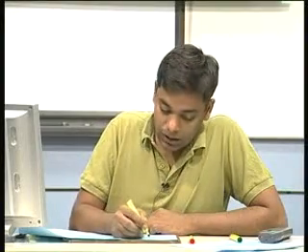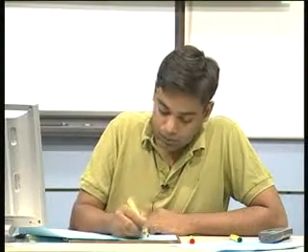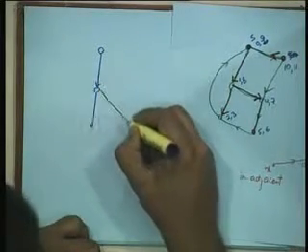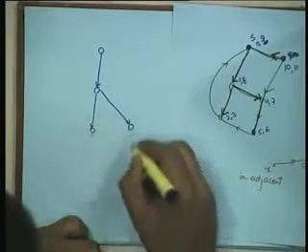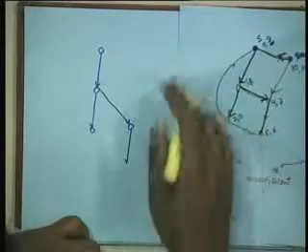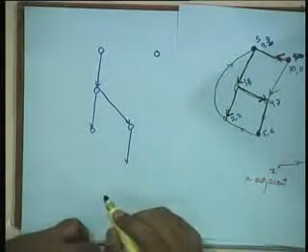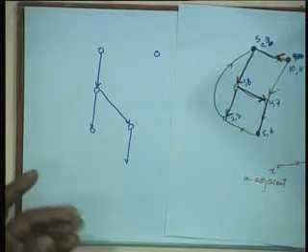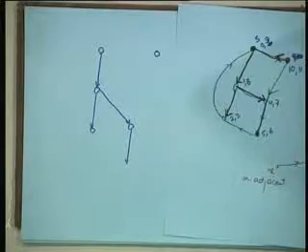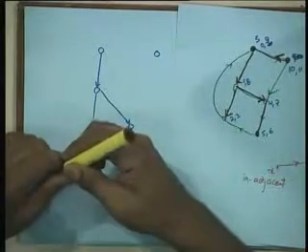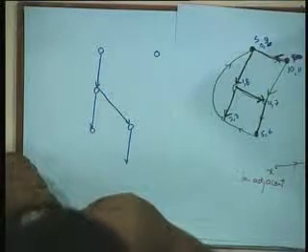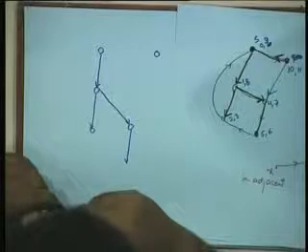Okay, so let me now draw. So these are the tree edges that I have drawn. Now I'm going to draw the back edges. Now we'll understand what kinds of edges there can be. Just one second.